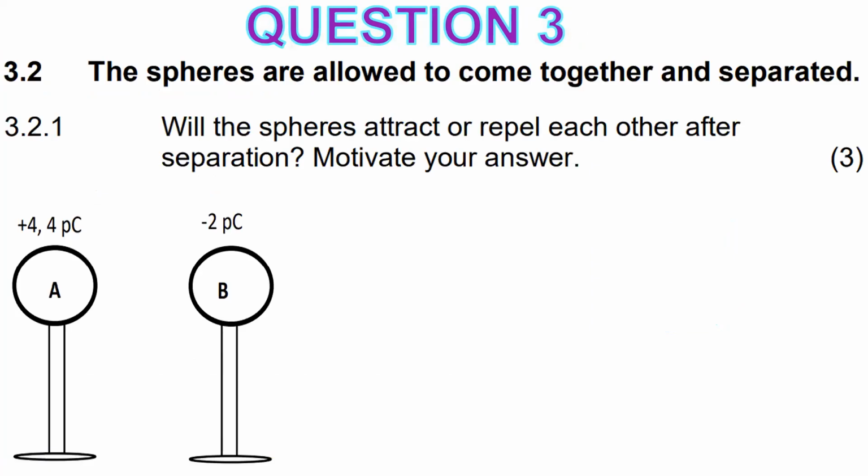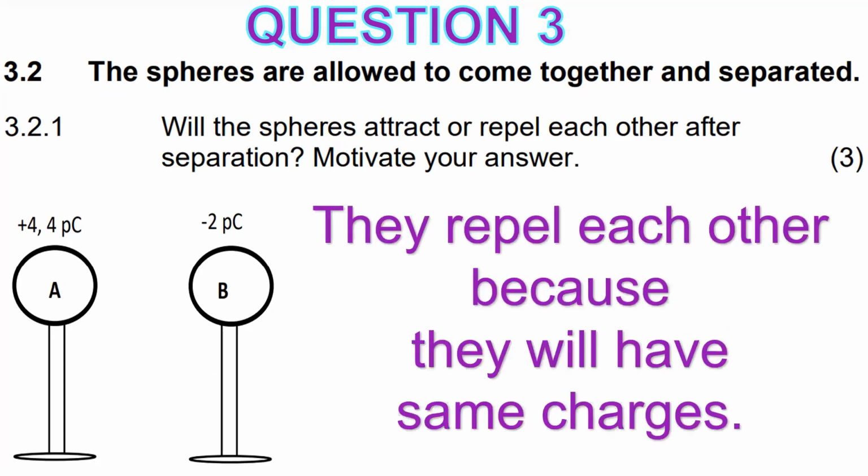The spheres are allowed to touch and separate. So they are touching each other and separating. So what's going to happen now? They are going to have the same charge. We know that. Let's see what they're asking. Will the spheres attract or repel each other? What we know, they have the same charge after touching each other. If they have the same charge, they always repel each other. So that's our answer, people. They repel each other because they will have the same charge.